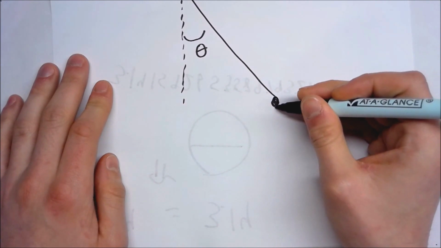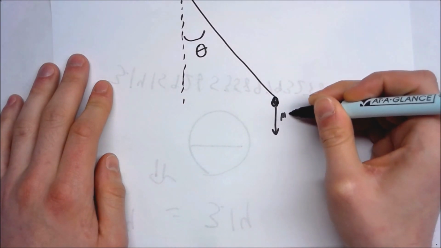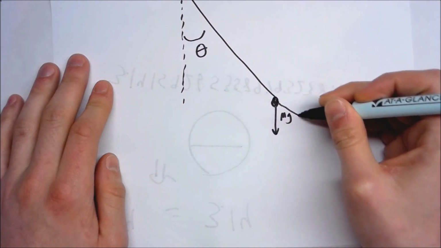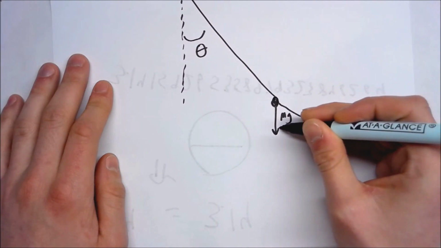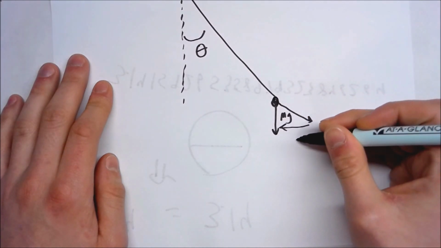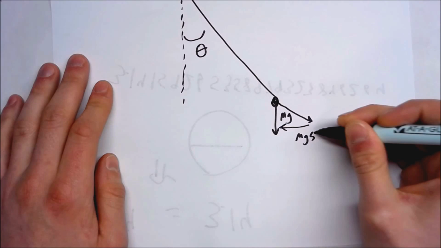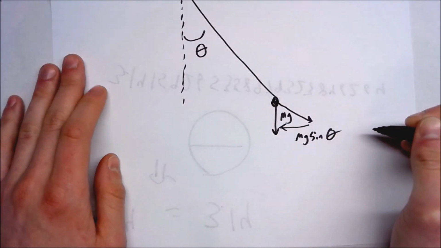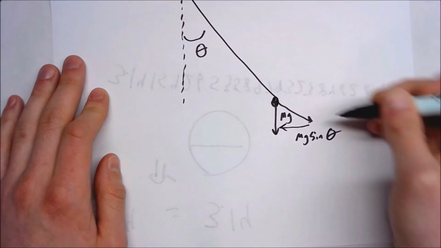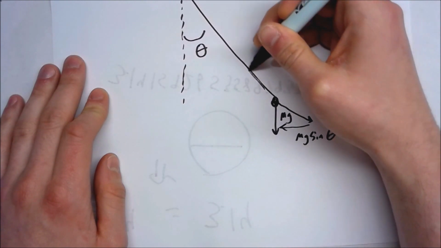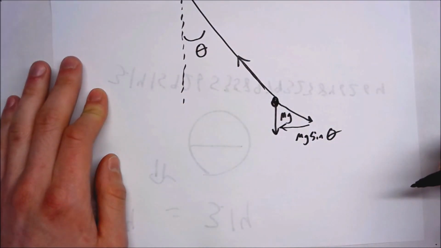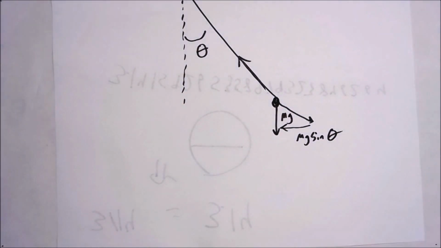So there are a few forces acting on this mass. There's mg, the force of gravity. That has an angular component, and our horizontal component we can say is mg sine theta. This is also known as the restorative force, or the force that brings the mass back to the center. We also have the force of tension acting on the system. So let's write this out.